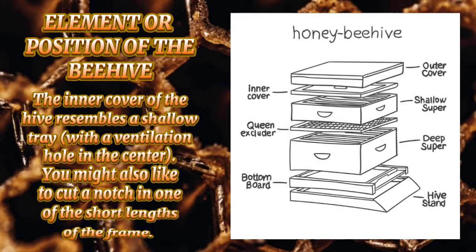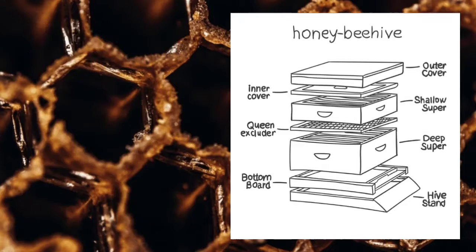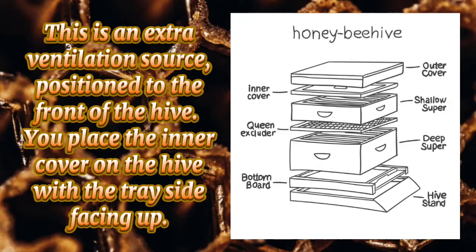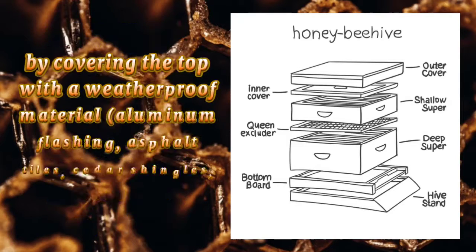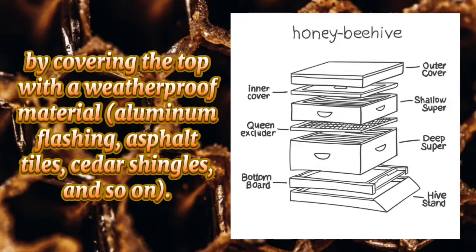Elements or position. The inner cover of the hive resembles a shallow tray with a ventilation hole in the center. You might also like to cut a notch in one of the short lengths of the frame. This is an extra ventilation source positioned at the front of the hive. You place the inner cover on the hive with the tray side facing up. The outer cover protects the bees from the elements, like the roof on your house. You can ensure that it's waterproof and also extend the life of the wood by covering the top with a waterproof material: aluminum flashing, asphalt tiles, cedar shingle, and so on.